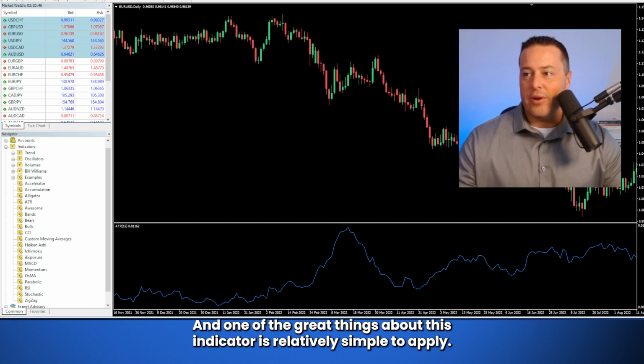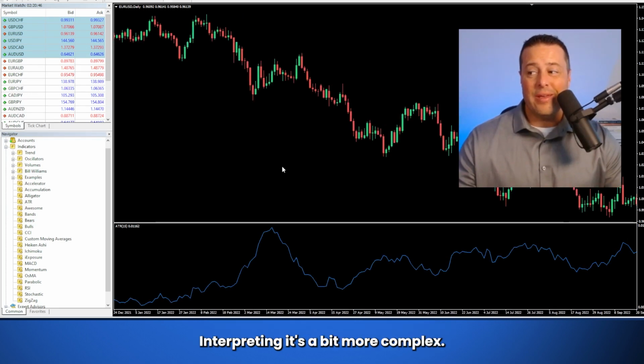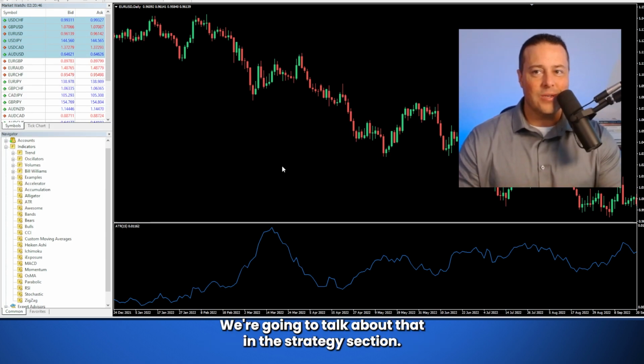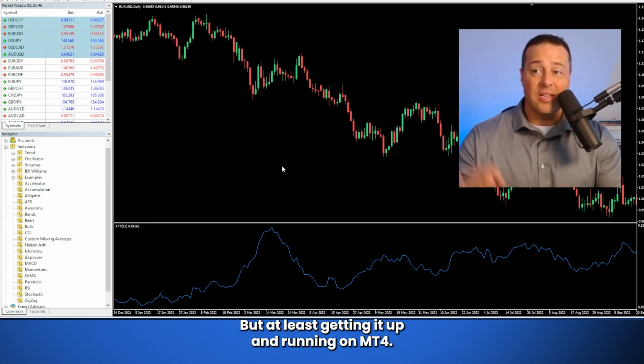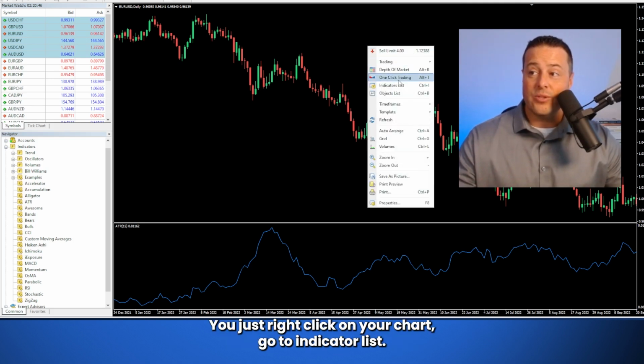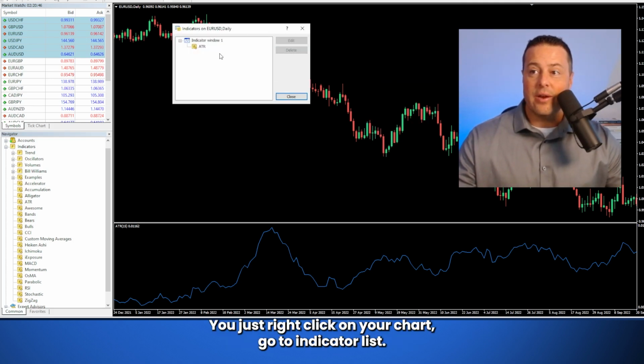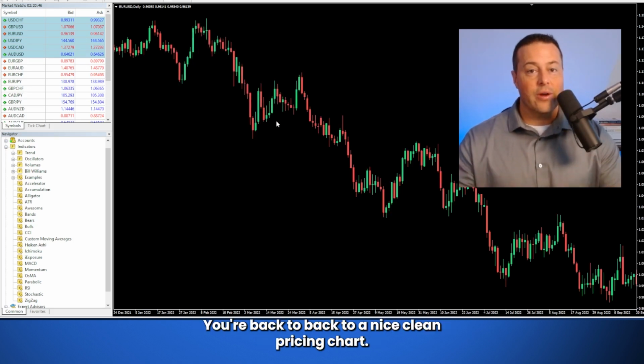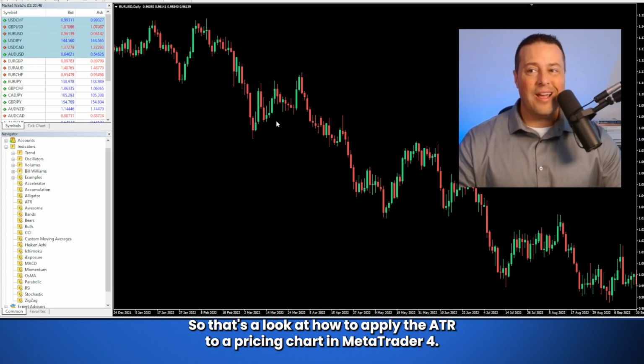One of the great things about this indicator is it's relatively simple to apply. Interpreting it is a bit more complex, and we're going to talk about that in the strategies section, but at least getting it up and running on MT4 is fairly simple. Taking it off is just as simple. You just right click on your chart, go to the indicator list, click on ATR, and push delete, and there you go. You're back to a nice clean pricing chart. So that's a look at how to apply the ATR to a pricing chart in MetaTrader 4.